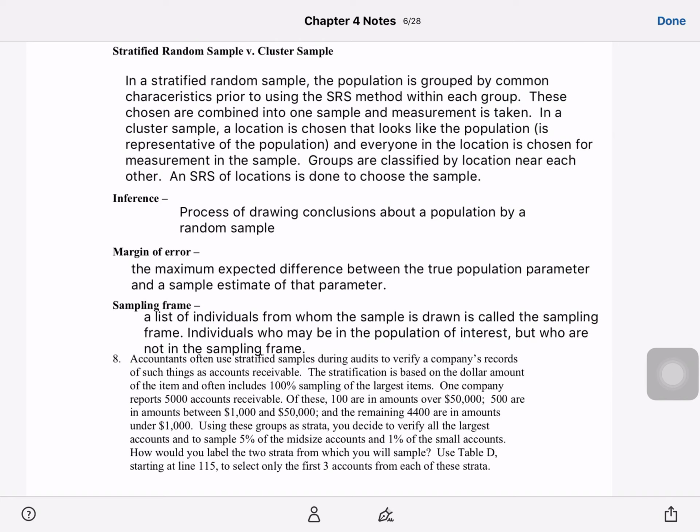Remember, that's to number each person or item, and then to find some way of choosing randomly the people that will be a part of the sample. Those people or those things are chosen, and they are combined into one sample, and a measurement is taken.